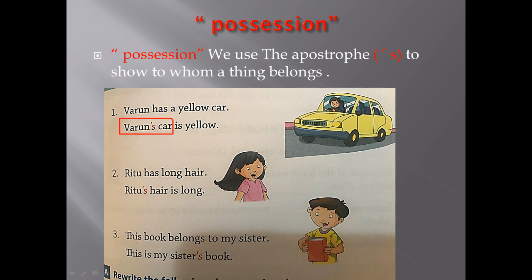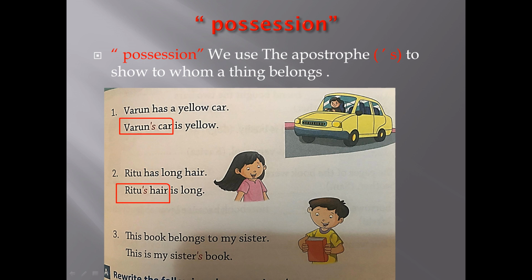In the second example here, I want to show that this long hair belongs to this girl. Her name is Ritu. I want to say that this long black hair belongs to this girl. How? I have two ways. Either I say that Ritu has long hair, or I will use the apostrophe S. So I will put the noun first, Ritu. After that I will put the apostrophe at the top after the noun before the S. So it will be Ritu's hair. Ritu's hair is long.